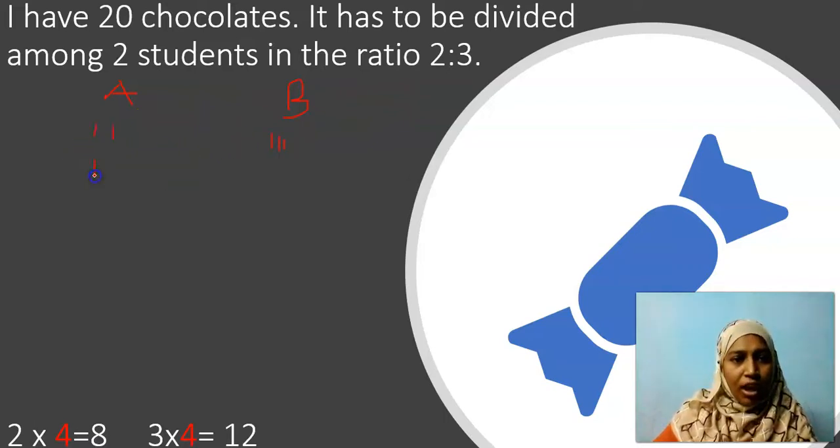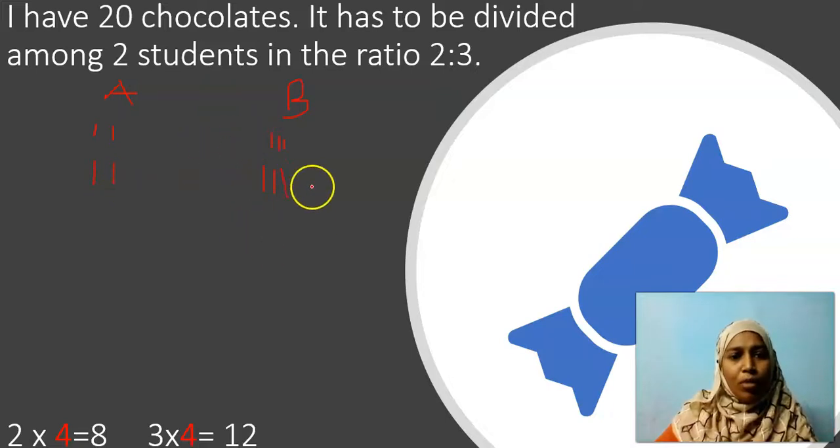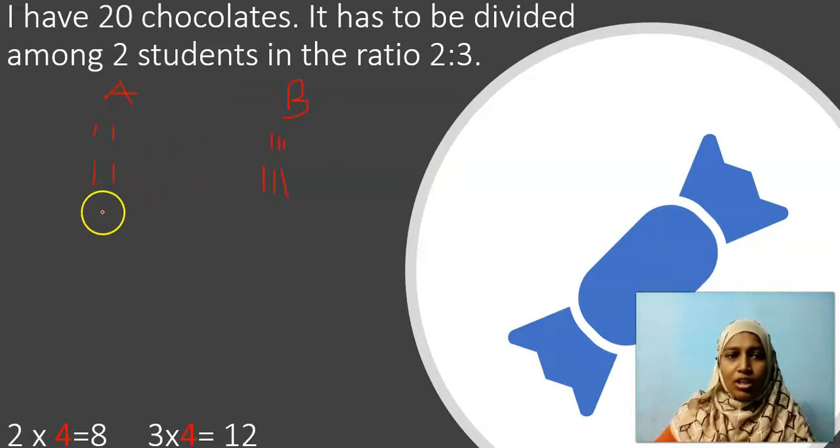Again, if I give A another 2 chocolates, he has to get 3 chocolates. This is number of parts. But so far how many chocolates A has got? 4. Here how many? 6. Totally how many chocolates has been distributed? 1, 2, 3, 4, 5, 6, 7, 8, 9, 10. Only 10 chocolates has been distributed. So remaining another 10 more chocolates is there.